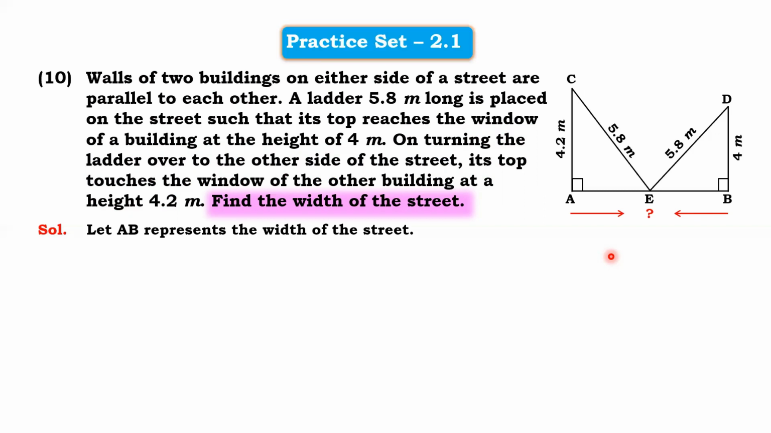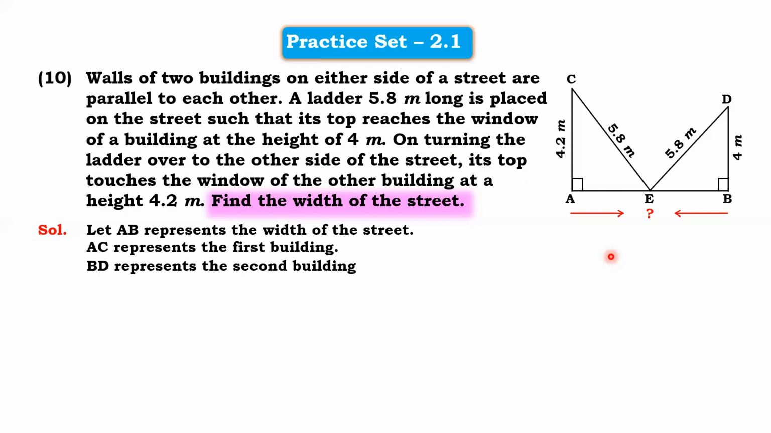So students, we all know this figure resembles something. So we have to mention which segment resembles what. We have to mention it in the sum. If you don't mention it, your marks will be deducted. So it's very important to mention it. So first we have said that AB is representing the width of the street. Now what is AC representing? AC represents the first building, or BD represents the first building, whatever we can say, okay? AC represents the first building, BD represents the second building.